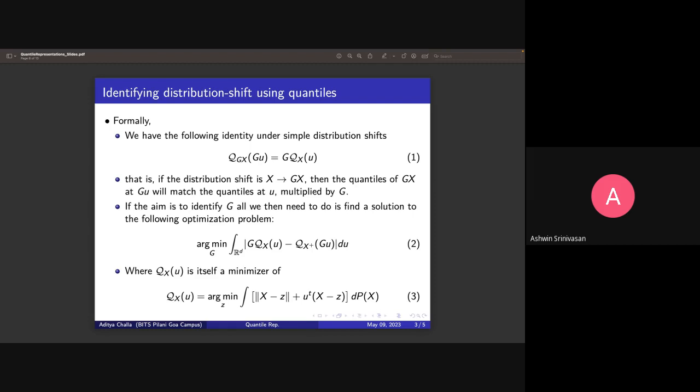I don't actually know an answer to that. But there is one result which says that these high dimensional quantiles, the way we are defining it as a minimization problem, have an implicit partial order defined within it.